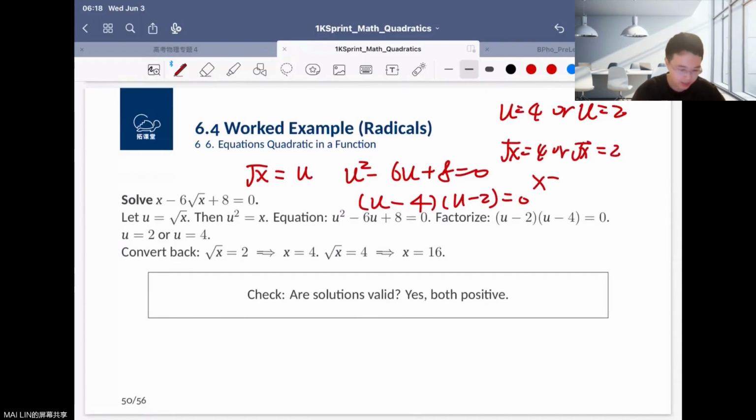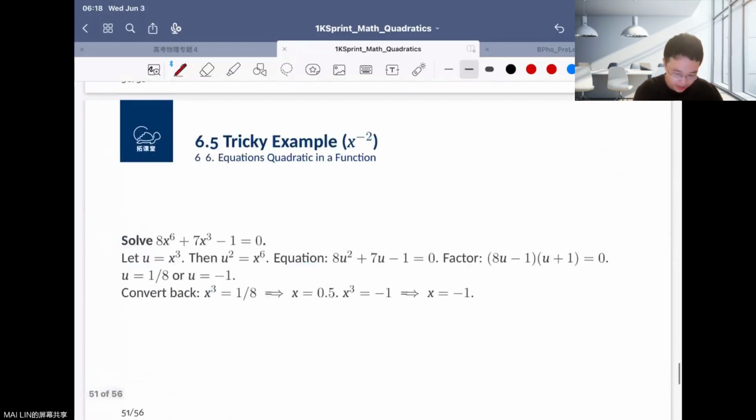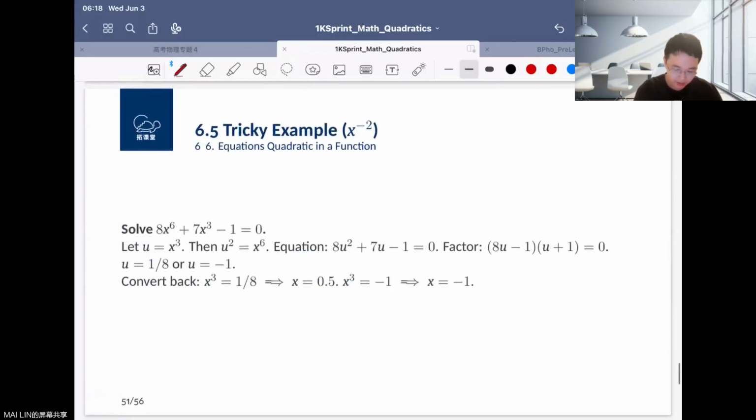So we can set x equals 16 or x equals 4, okay? That is how we can calculate right here. And also for some tricky examples, like 8 times x to the power of 6 plus 7 x to the power of 3 minus 1 equals 0. So now you can just try to let u equal x cubed. Then it becomes 8 times u squared plus 7u minus 1 equals 0, okay?